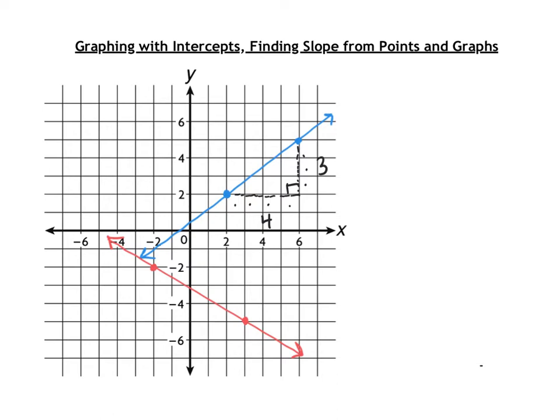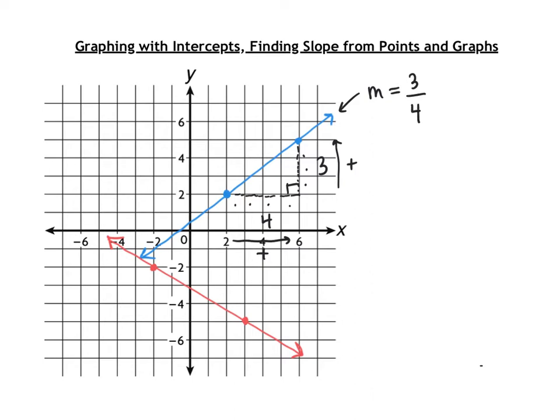Now the direction we go as we go from point to point matters. Notice that when I'm going to the right, that's positive. Think of the x-axis. And when I'm going up, that's positive. So this line right here has a slope of rise over run 3 over 4.